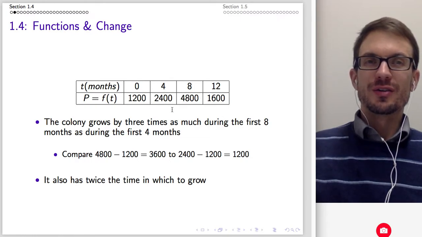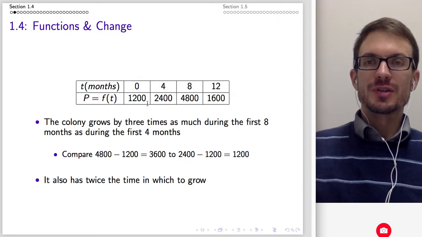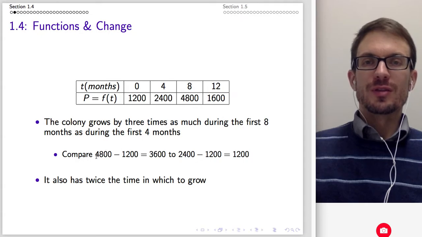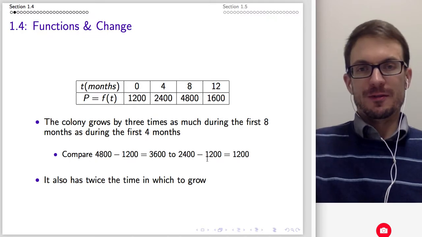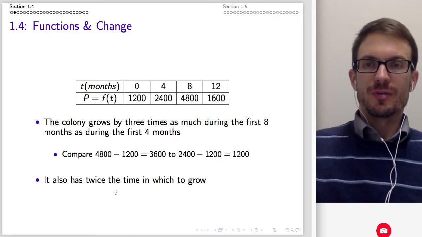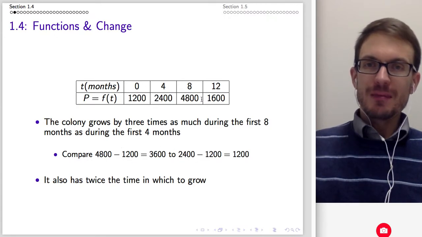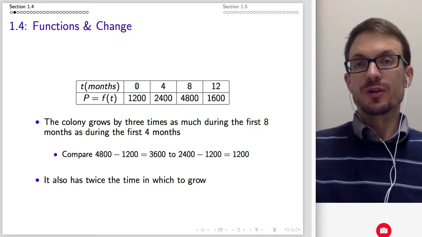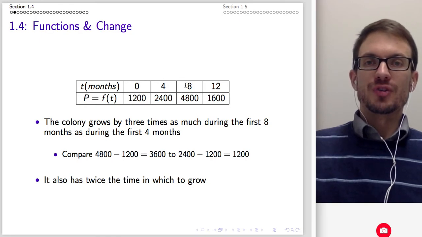Well, here it's easy to see if we subtract the population in time 0 from the population in time 8, the growth was 3600. And so we see, oh, well, in the first 8 months we grew 3600 termites. In the first 4 months we grew 1200 termites. So we have 3 times the growth in the first 8 months as in the first 4 months. And also there was twice the time to grow, because here we only had 4 months, here we had 8 months. And what this tells us is that we had a big jump right here.